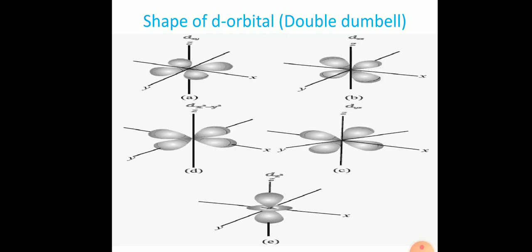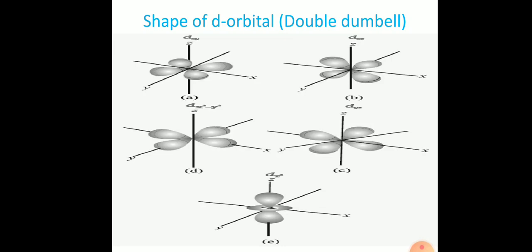Next, shape of d orbital. The shape of d orbital is double dumbbell shape, so you'll have two dumbbells now. And in d orbitals, we have got five subshells: dxy, dxz, dyz, then you'll have dx square minus y square, and then dz square. Okay, so these are the five subshells of d orbitals, and their diagram is given as follows.